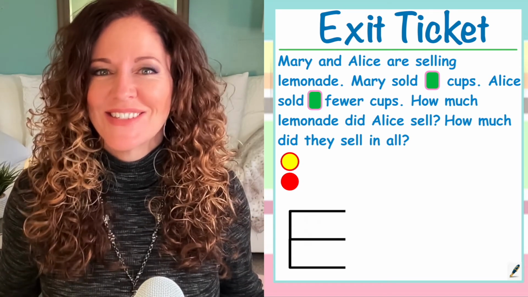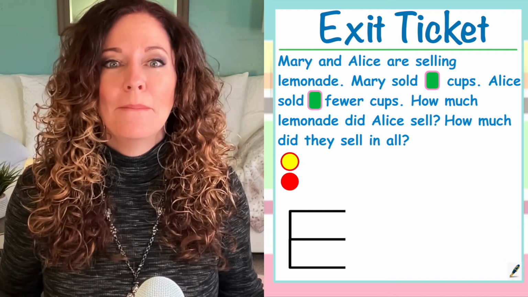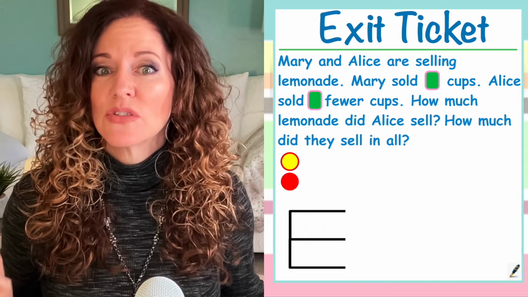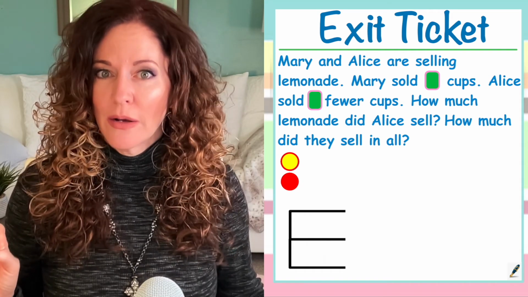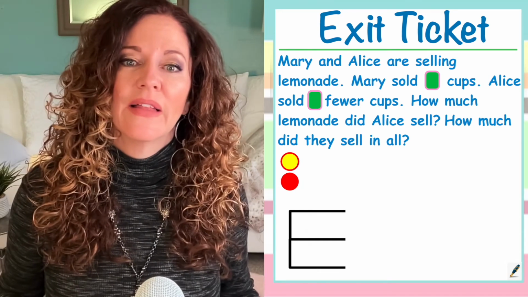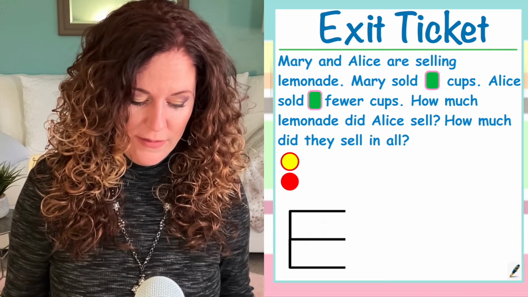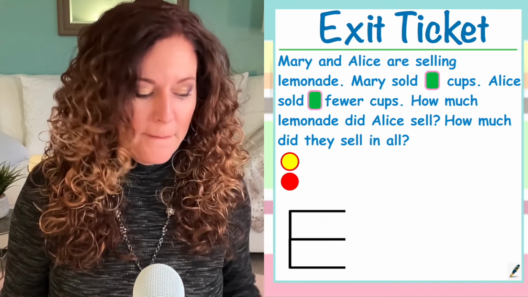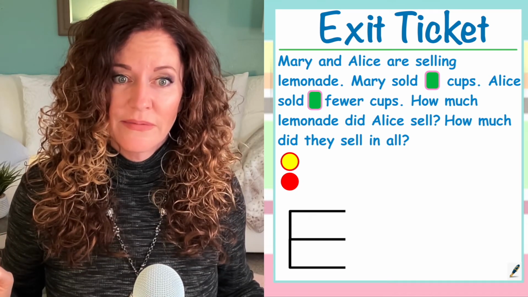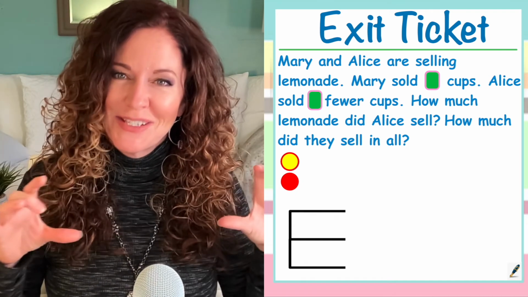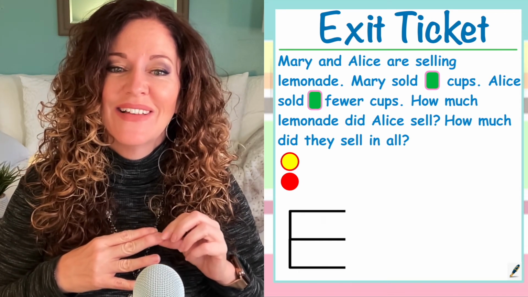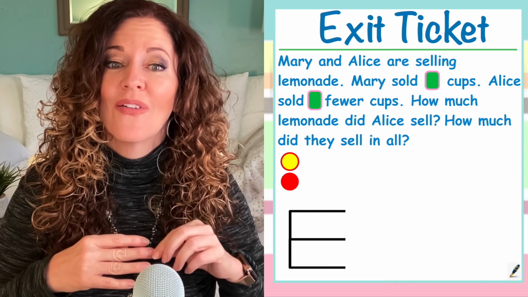Mary and Alice are selling lemonade. Mary sold blank cups. Alice sold blank fewer cups. Oh, there we go. Alice and Mary, we've got it right there. Alice sold fewer cups. And so we know that Alice's box will be shorter. How much lemonade did Alice sell? How much did they sell in all?